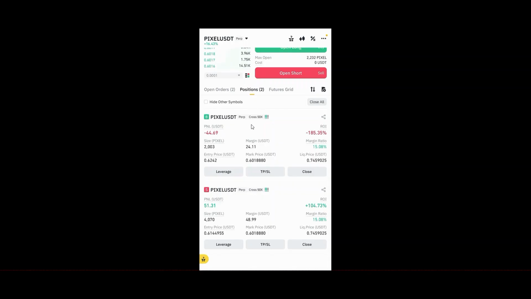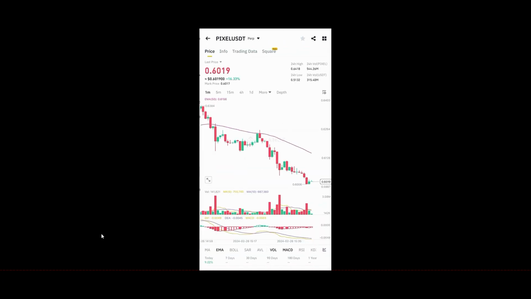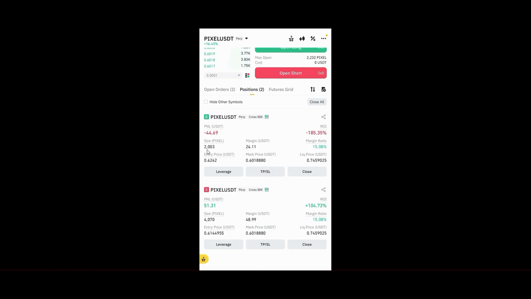Here on our screen, if you look at this position I took, Pixel USDT, you could see that I successfully canceled out the long position loss here with the short position here. The size of this Pixel is twice bigger than the long position I opened. My entry point here for the long was at 0.6242. Let's look at the graph to see what actually transpired.